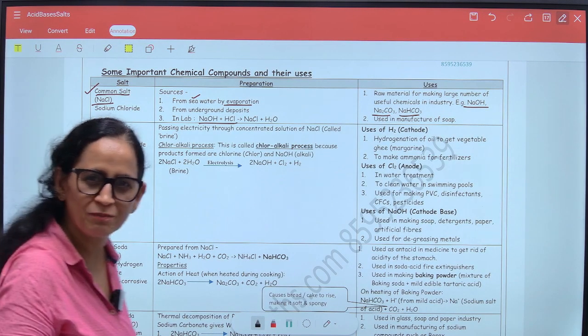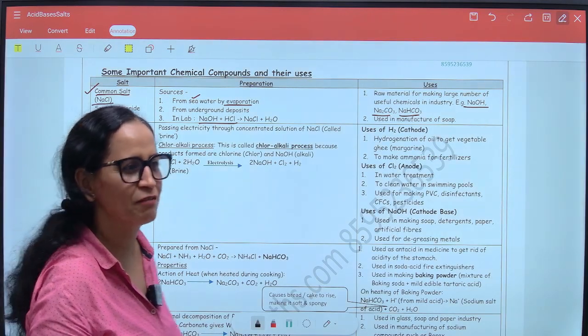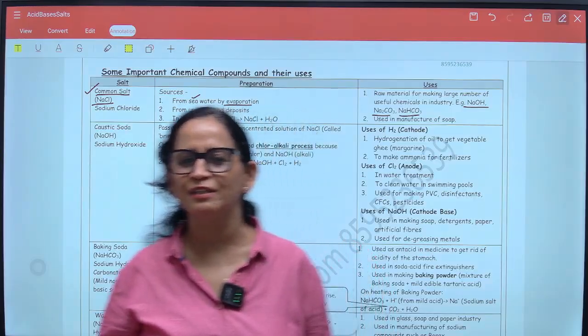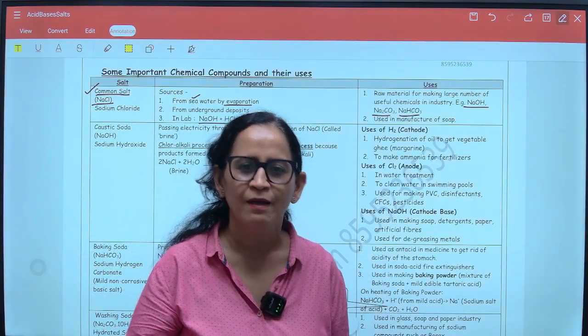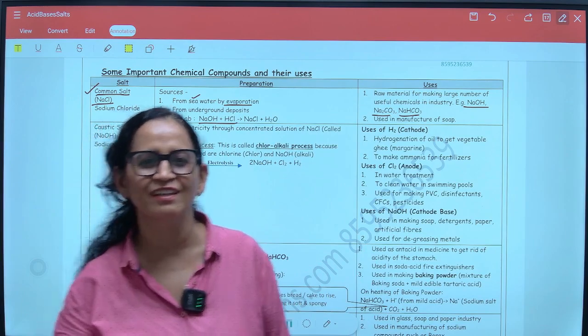Does your toothpaste have salt? Yes? So you must have heard of it. So why is salt needed in the toothpaste? Why is salt needed in the soap? Because it is a very good cleansing agent, right?